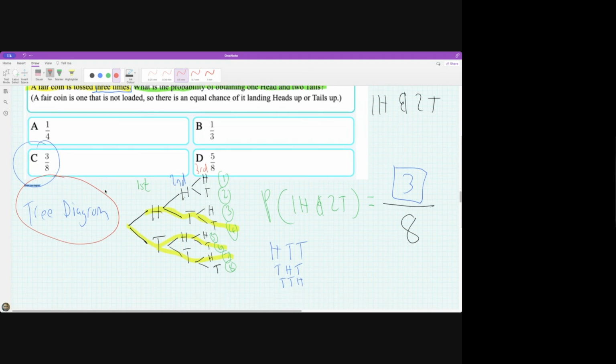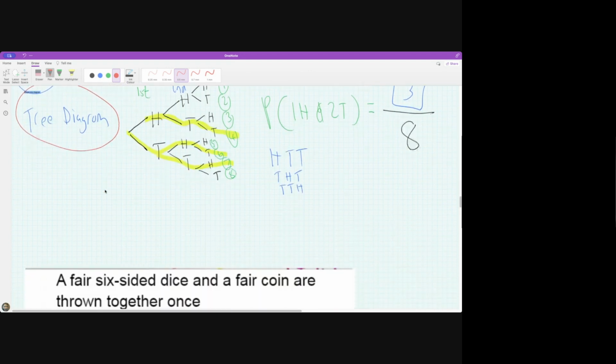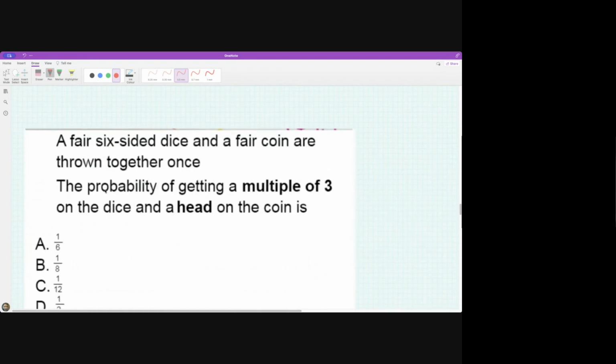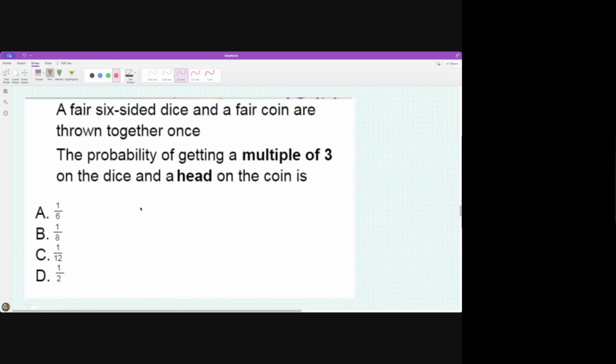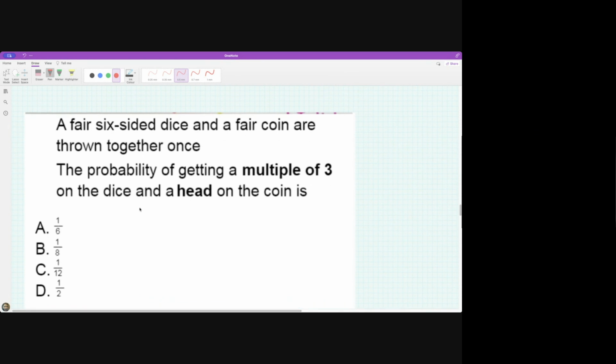Okay, everyone, let's go and do part 2. So here is another question where it's a little bit tricky, but not terrible. What tool do you think I'm going to use to help me do this question? What tool would you use to help you do this question? I would use a tree diagram. Yep. Silicani, absolutely, because you're throwing 2 things.